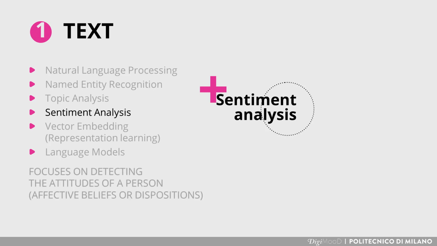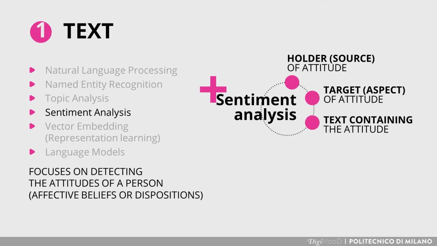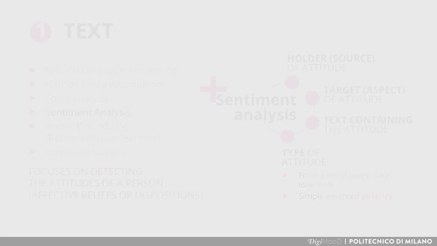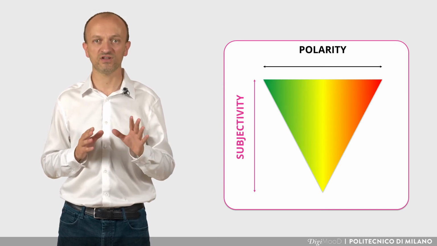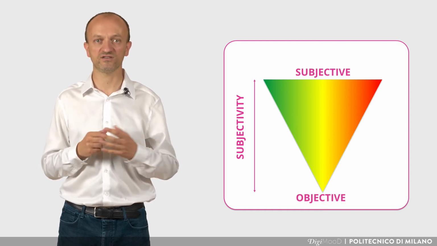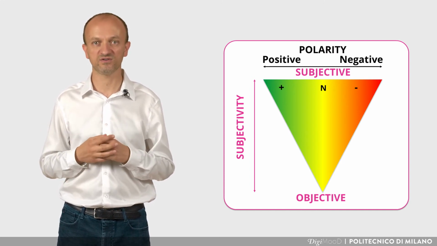Sentiment analysis focuses on detecting the attitudes of a person, the source, towards a given object, the target, based on a text provided as input. We can run a refined analysis trying to understand the affective state, like love, hate, desire, and so on, or we can simply try to provide a numerical weight. The most common way to do so is through a triangular model that weights two dimensions: subjectivity and polarity. Subjectivity specifies whether a text is objective or subjective. Polarity defines how much positive or negative is the sentiment.